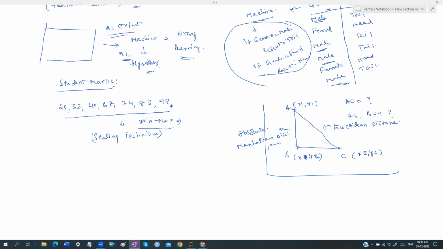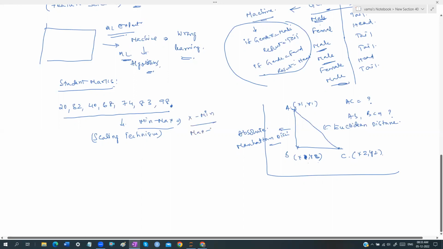So even in our machine learning, explaining the formula, I can explain this: what is the scaling technique, guys? What is the min-max scaling technique? X minus minimum value divided by maximum minus minimum, guys. If you want to scale this data, scaling means we are changing the scale of the data, guys. So from every element, you have to subtract the minimum value and divide by the maximum minus minimum value.